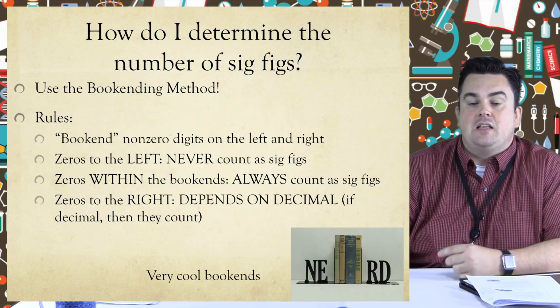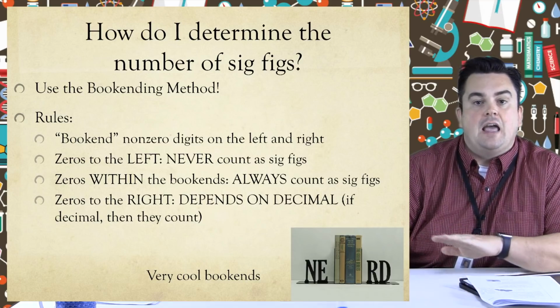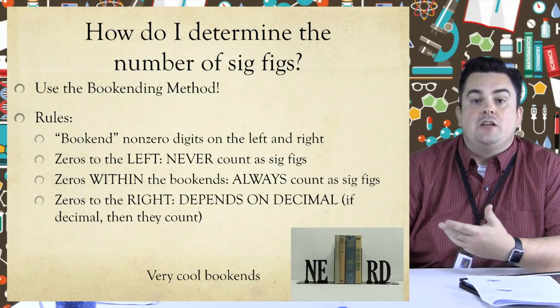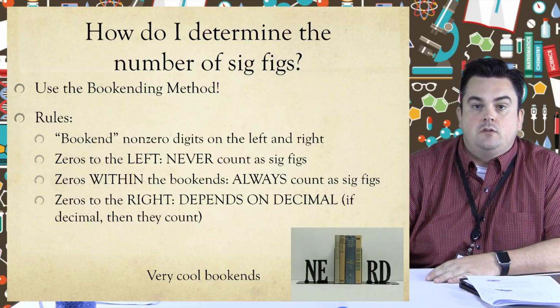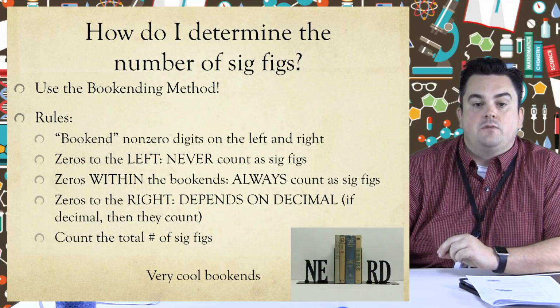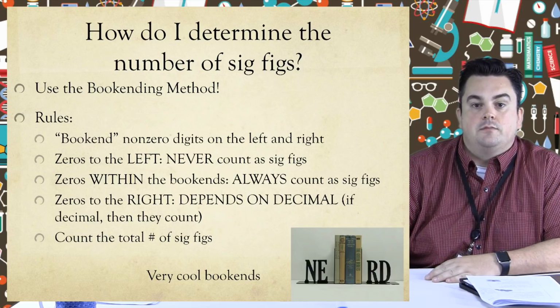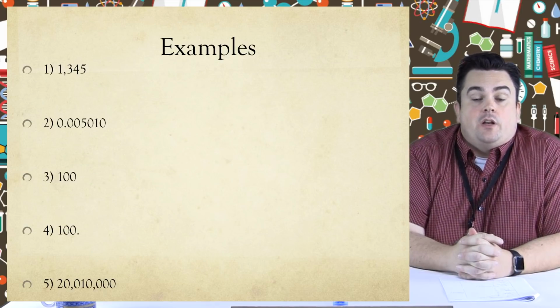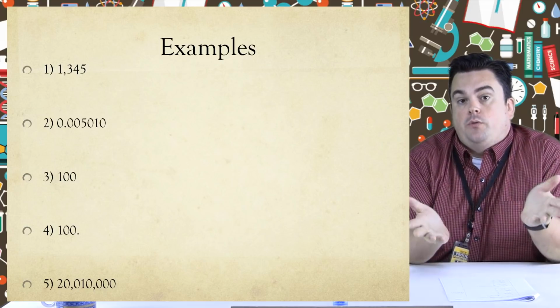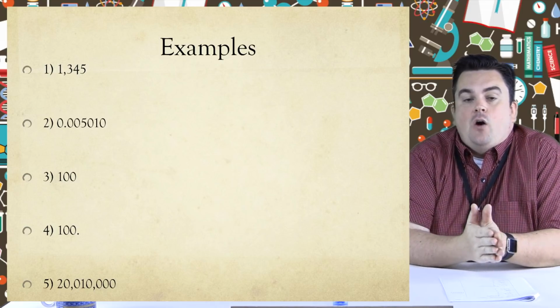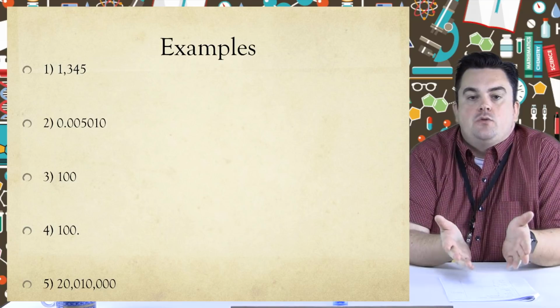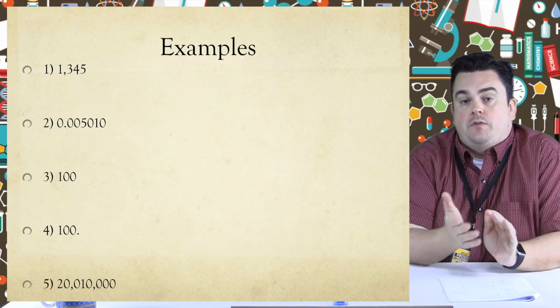Now what we mean by that is if there is a decimal present anywhere in the number, then they do count. If there is no decimal, they don't count. Count the total number of Sig Figs, and that's how many you have. All right, ladies and gentlemen, we're gonna do some examples here. We're gonna go through these 5. We're gonna determine how many significant figures are in each one of these numbers. All right, so follow along.